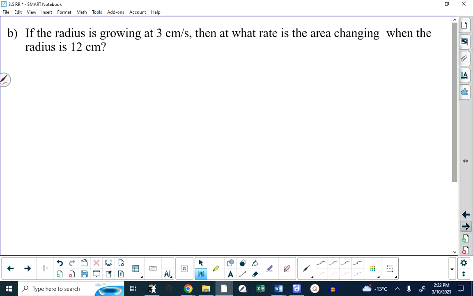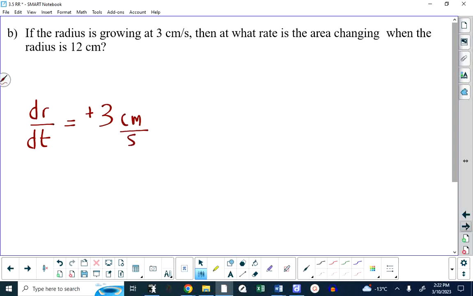All right. If the radius is growing at 3 centimeters per second, then how quickly is the area changing when the radius is 12? So what this question is saying is dr/dt is a fixed value of 3. Maybe it's a computer simulation and we're increasing the area of the circle by continually increasing the radius, the distance from the center to the edge of the circle, at 3 centimeters per second the whole time. I'm going to put the units here.